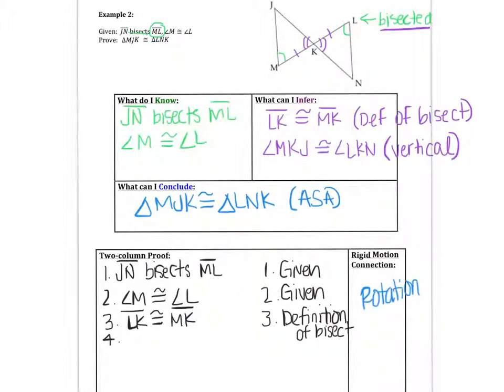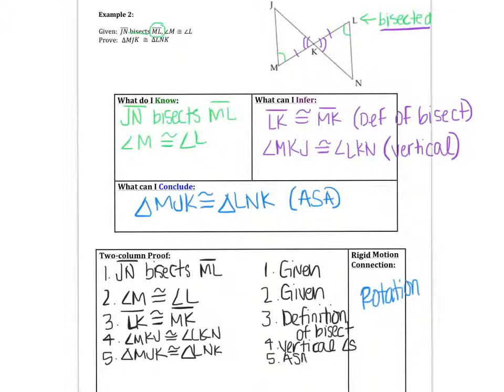Okay, then I said that angle MKJ is congruent to angle LKN, and I knew that because they're vertical angles. And lastly, I said that triangle MJK is congruent to triangle LNK, and I knew that because of angle, side, angle. Alright, so I'd like you to try the remaining examples in this handout. Try them on your own, and then I will post the answers on Canvas, and if you get it right, then you can move on. If you get it wrong, I'll also have a video of it, so you can watch me think through it.